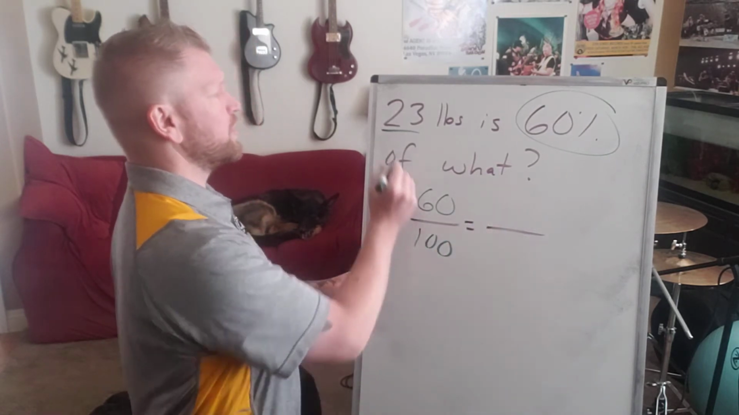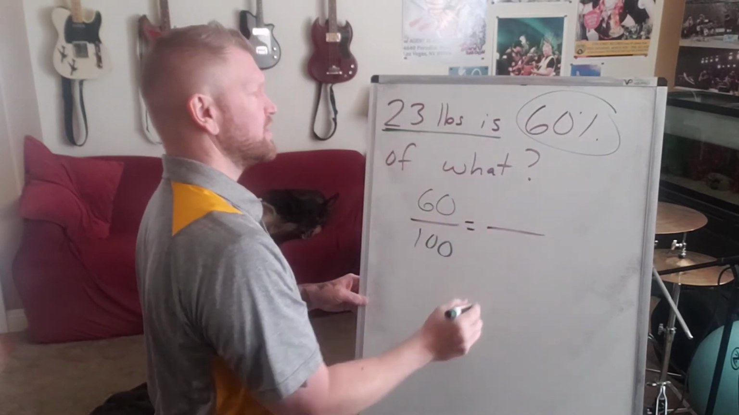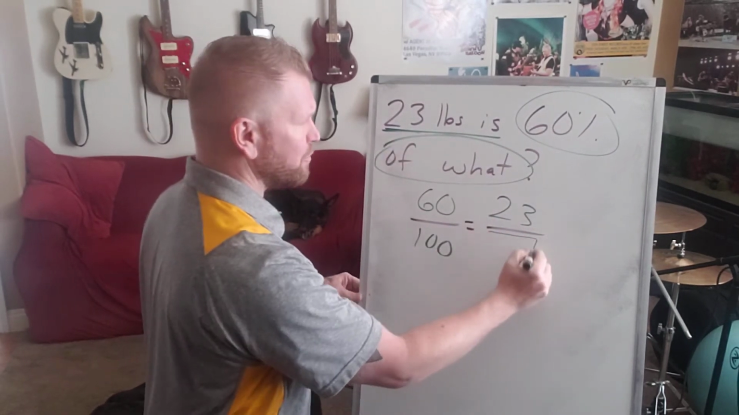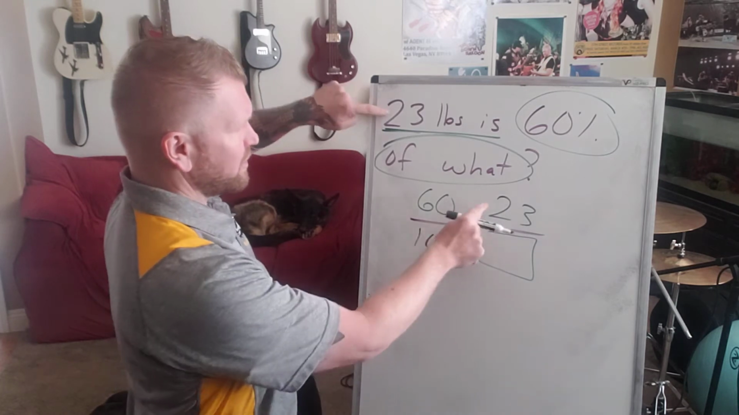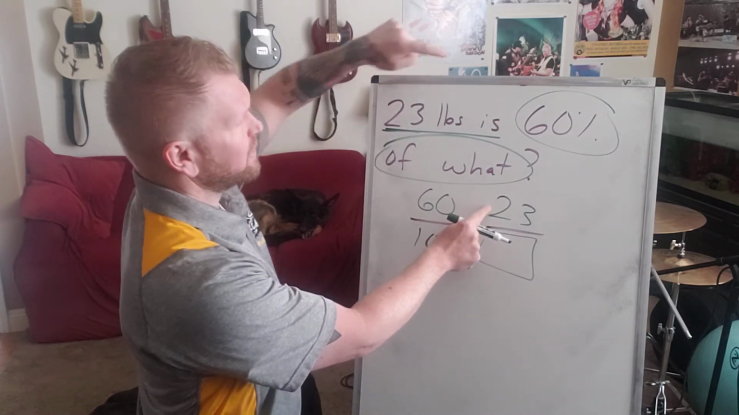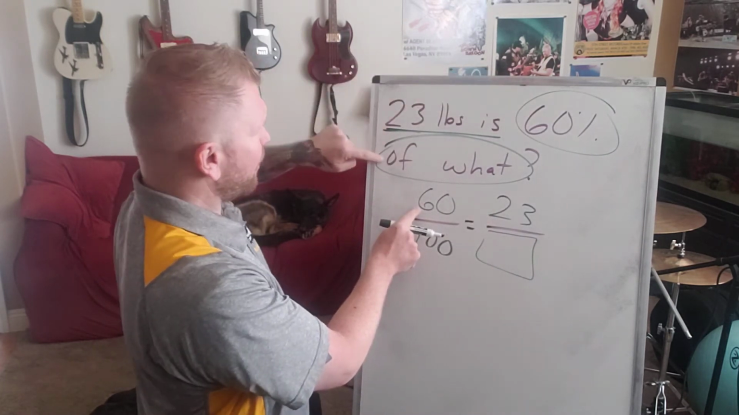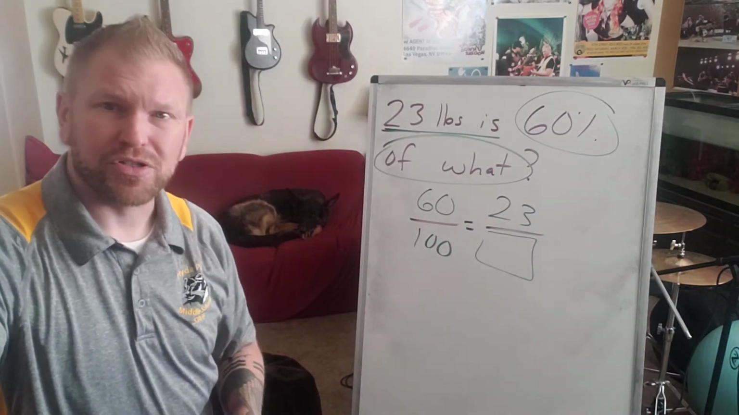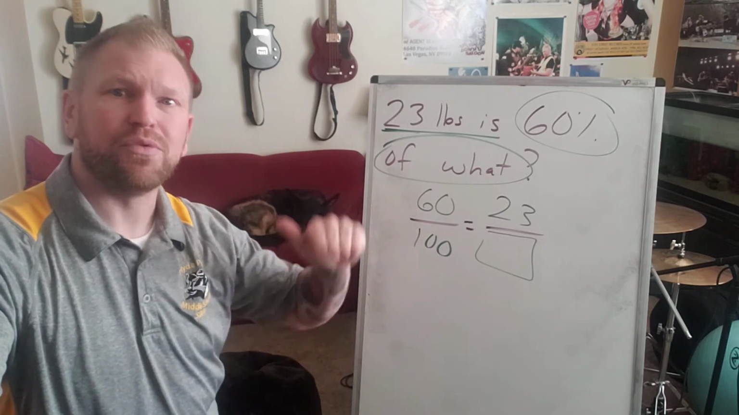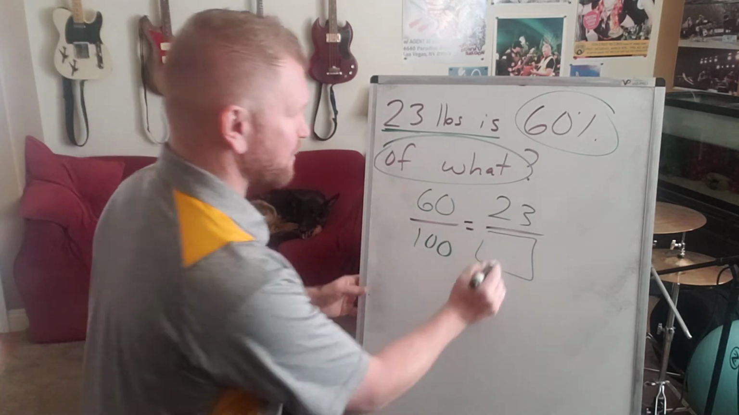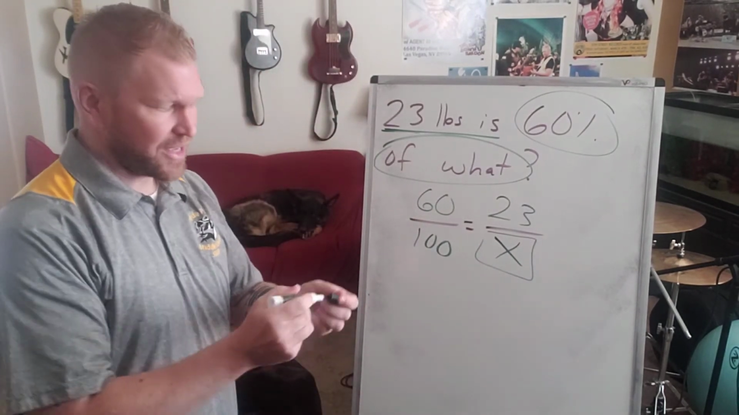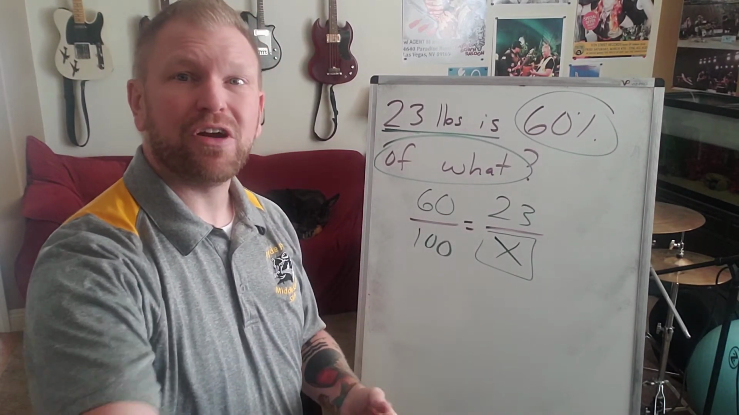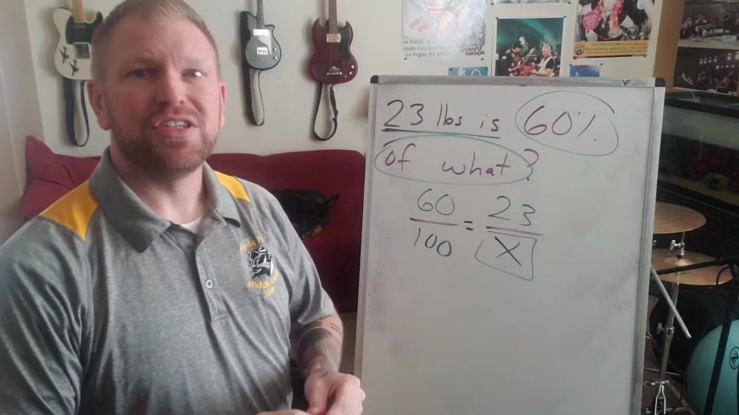So check it out. It says 23 pounds is, so that's the is number, of what? So the of number is the one we're missing. So it's this number is this percent of, we don't know. So the trick is just putting the numbers where they go in the proportion, but it's always going to be percent over 100 equals is over of. So in this case, my variable goes there. And the last problem we did, the variable was there. So you have to figure out where the numbers go. Once you figure out where they go, you solve proportions the same every time.